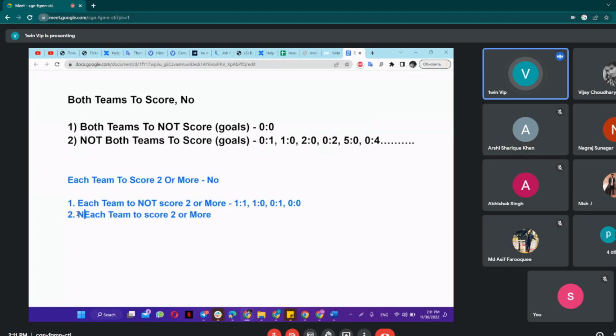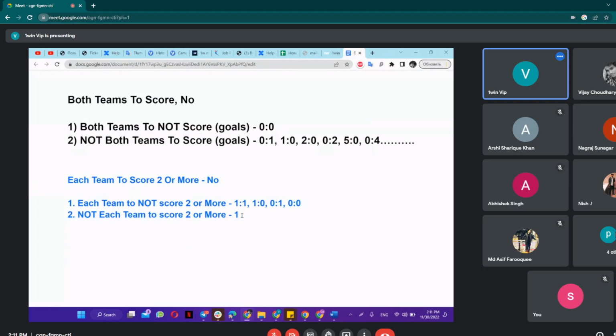And the other way to understand the bet, we can move this "not" to the beginning of the sentence: not each team to score 2 or more goals. Again, here at least one team should have 0. Here at least one team should have less than 2 goals.